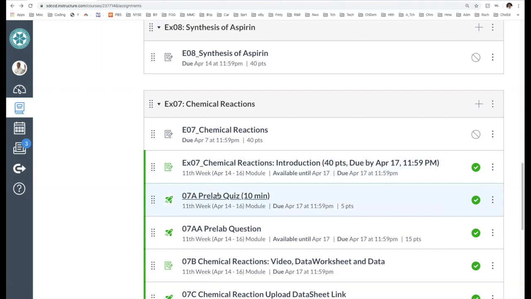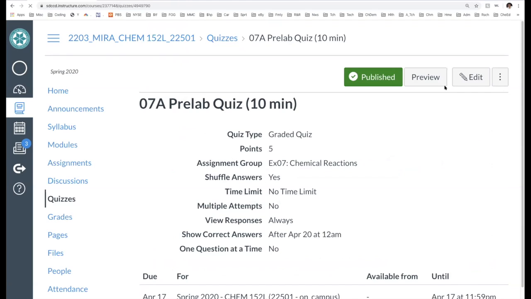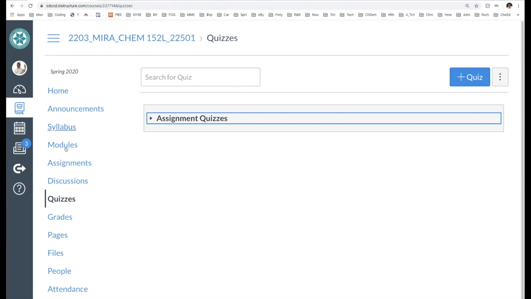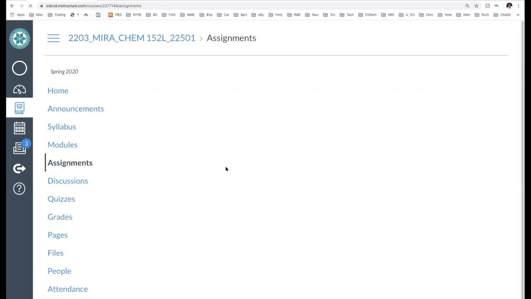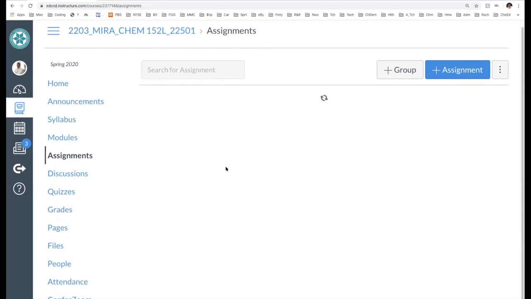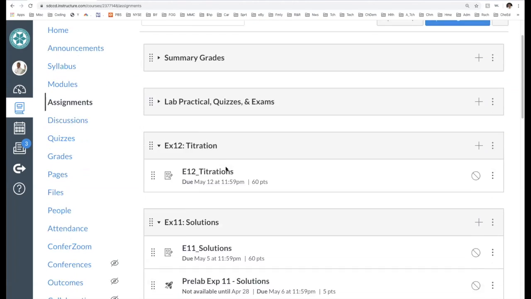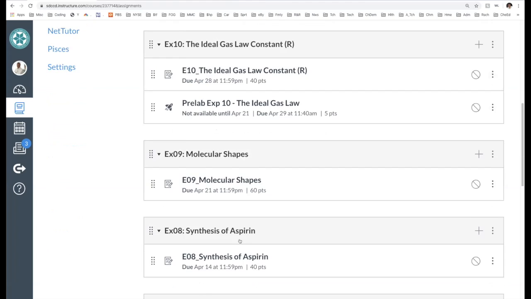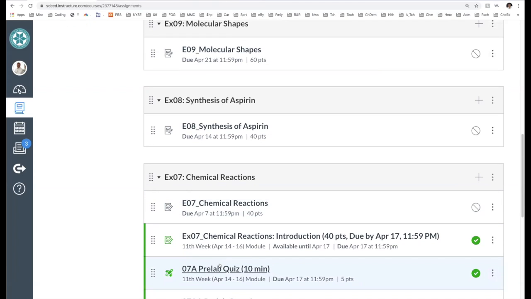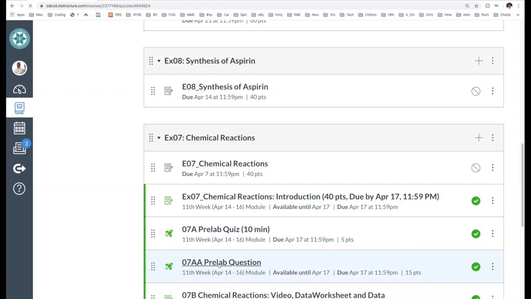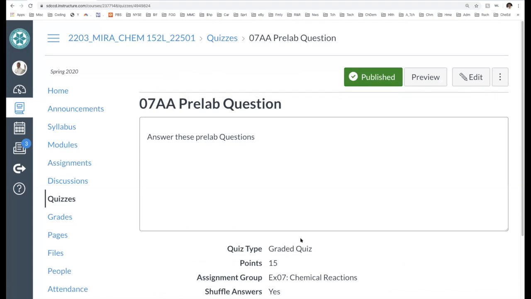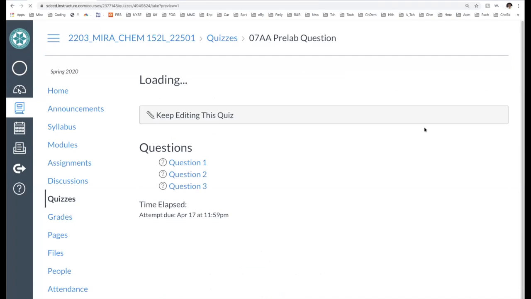Let's take a look at the pre-lab quiz. The pre-lab quiz is 10 minutes, 5 questions. Let's take a look at your pre-lab questions. Your pre-lab questions are found in your lab manual, but here they're given to you as an assignment, and it's also in the form of a multiple choice question. So let's do a preview real quick.